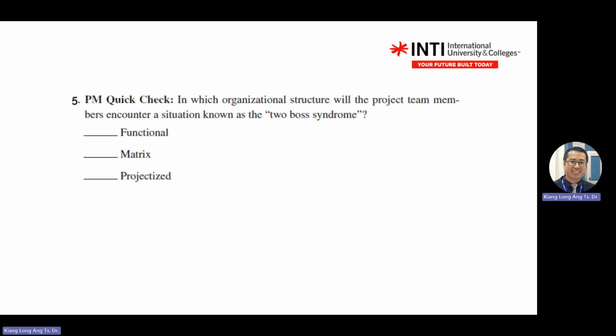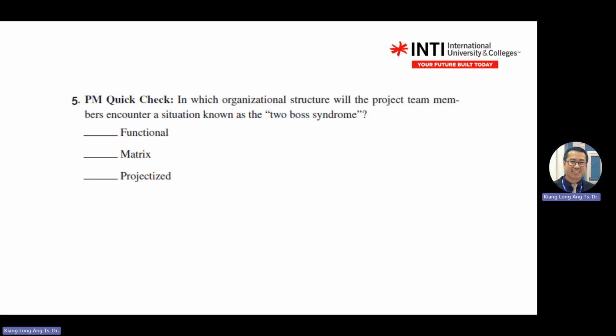Okay, number 5, in which organization structure will the project team member encounter the situation known as two boss syndrome? Functional, matrix, projectized. What do you think? Imran, what do you think? Which one? This question is very obvious. In which situation do you have two bosses? Functional, matrix, or projectized?